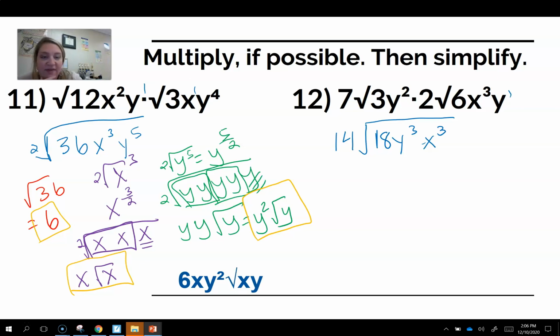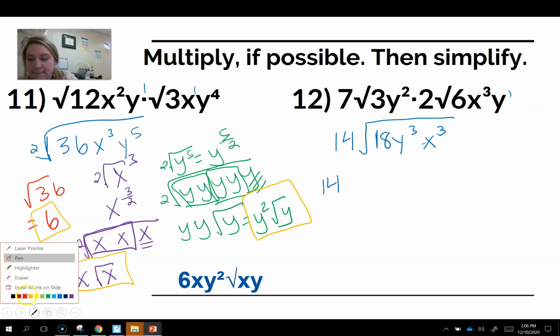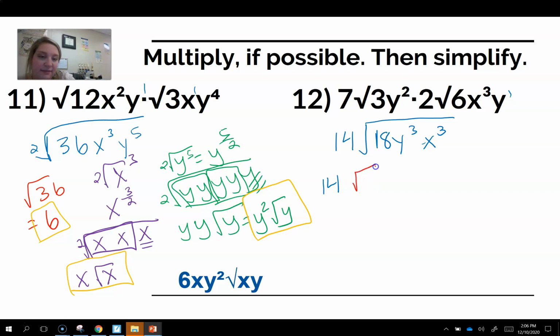All right, this 14 on the outside is just going to stay there. There's no simplifying it because 14 is just 14. The square root of 18 does simplify. We actually did it on number 10. Okay, so I know that it's going to go ahead and simplify. I'm going to keep 14 here. In a previous problem, we figured out that the square root of 18 was equal to 3 square root 2. So if you're not sure how that came about, go back to number 10.